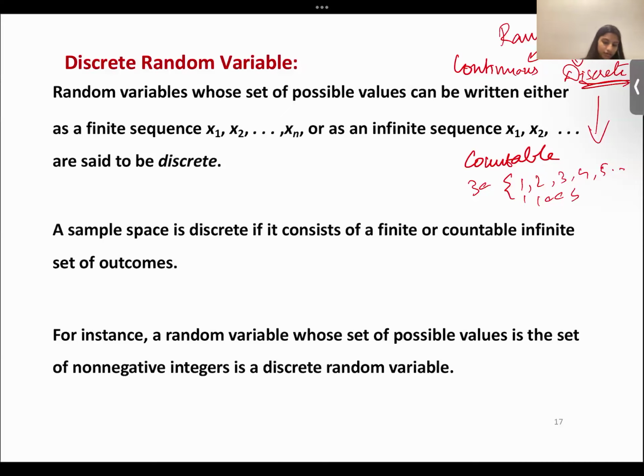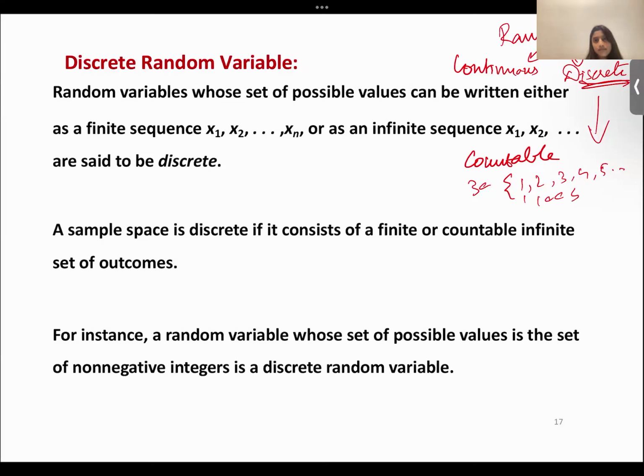Okay, getting back to it. When you count the number of girls and boys, it has to be a whole number. You can't say there are 2.5 girls or 5.5 boys. You can't say something like that. So such whole-number countable values are discrete.